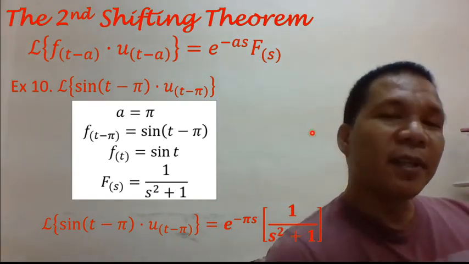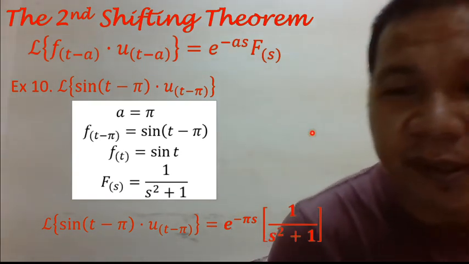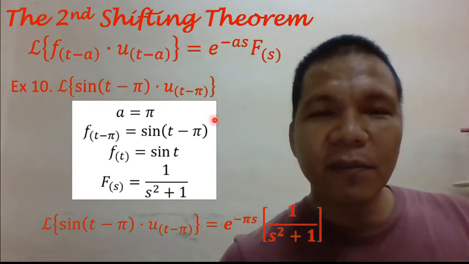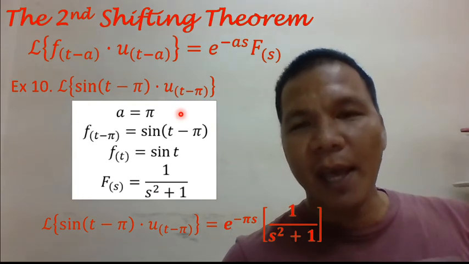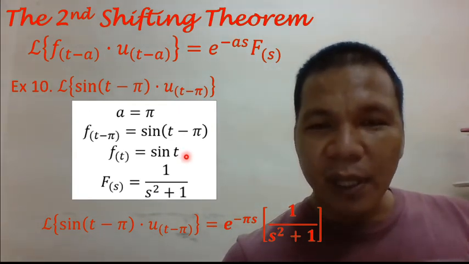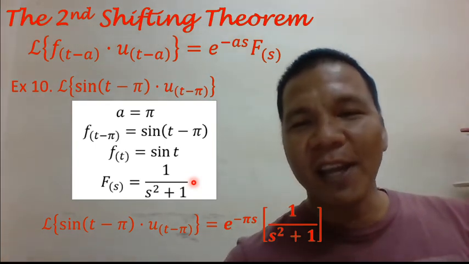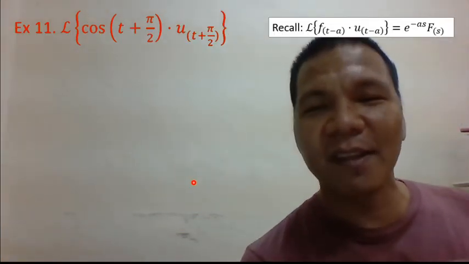All right, the second shifting theorem is not that complicated. All you have to do is identify a, your function of t, and your function of s. All right, now let's proceed to our next example.